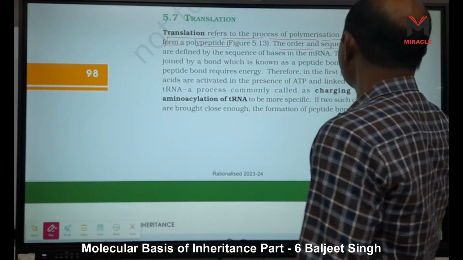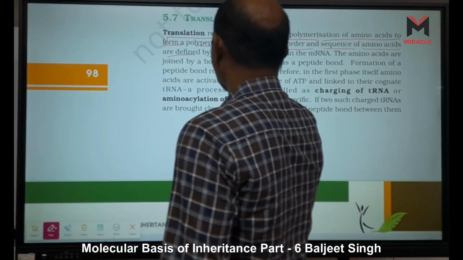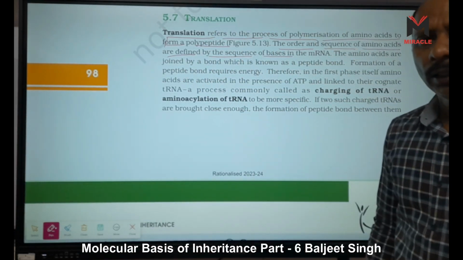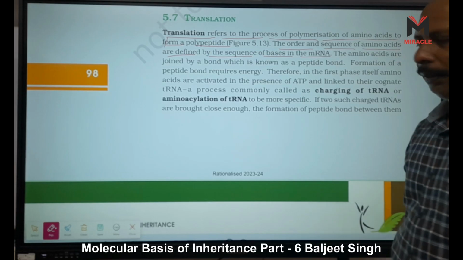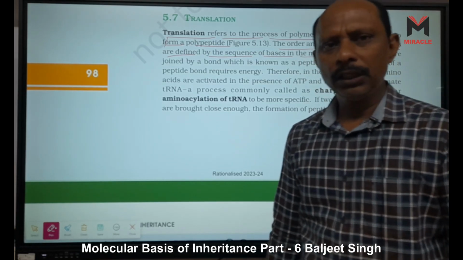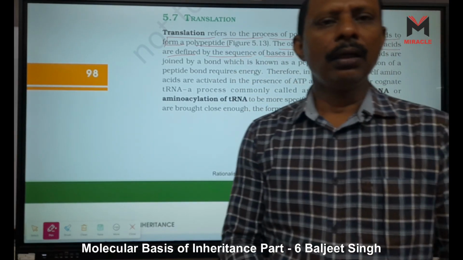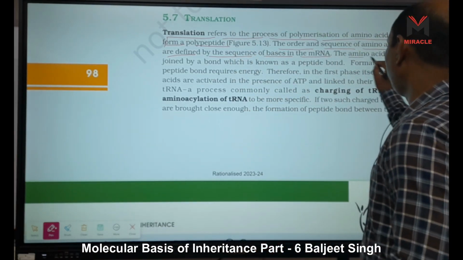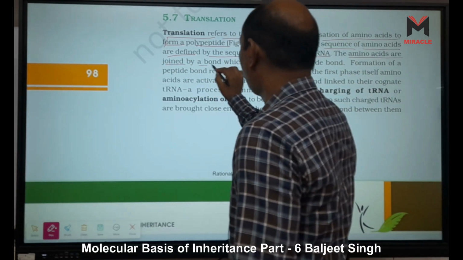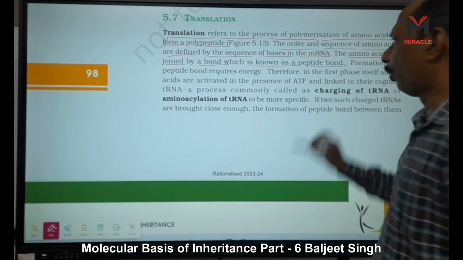The order and sequence of amino acids are defined by the sequence of bases in the messenger RNA, because messenger RNA has the code. So the sequence of bases means the triplet sequence of bases. They define the amino acids. The amino acids are joined by a bond which is known as peptide bond.